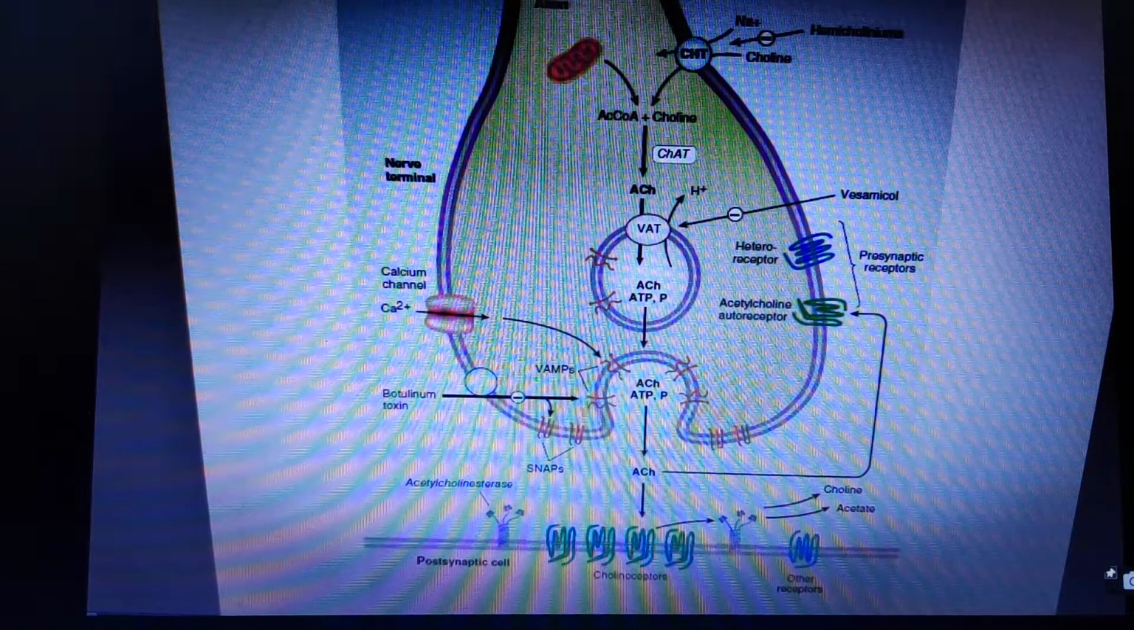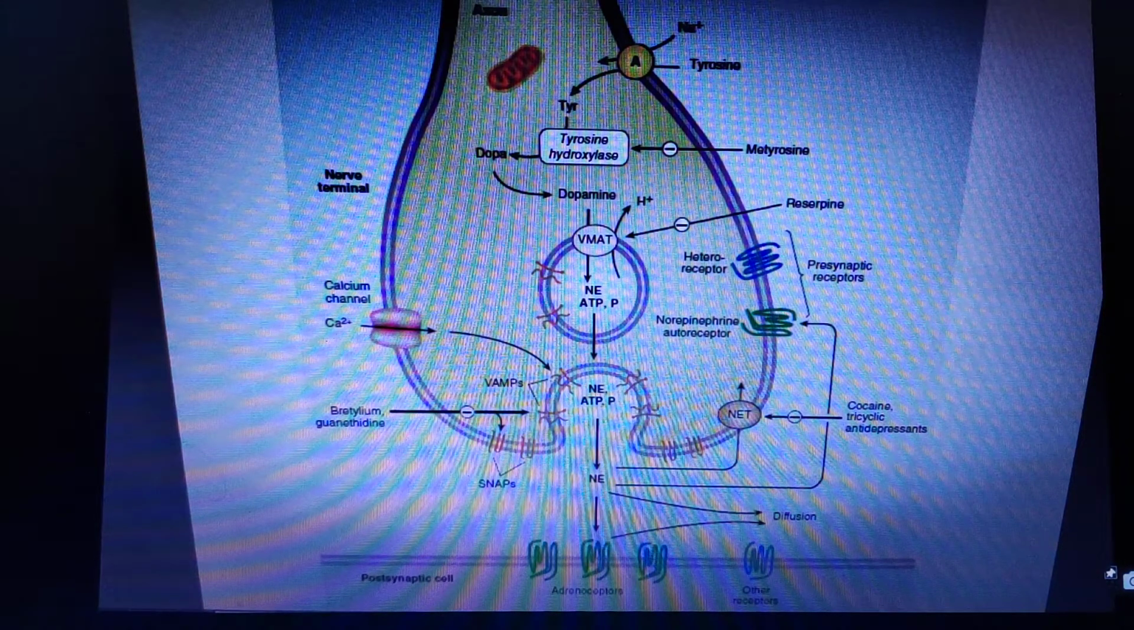Similarly, the enzyme acetylcholinesterase at the synaptic cleft, responsible for metabolism of acetylcholine, can be inhibited by anticholinesterase drugs, which will prevent the metabolism of acetylcholine, causing more accumulation and having a parasympathomimetic effect. So we will discuss all these components and all these drugs in the subsequent sessions.